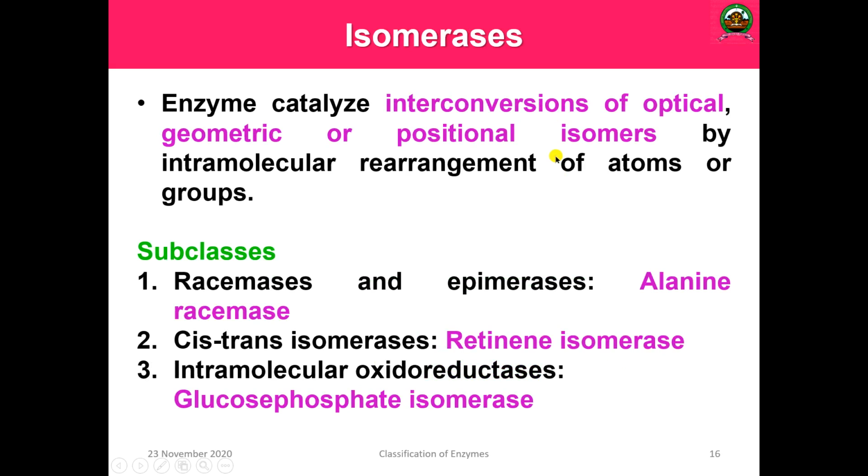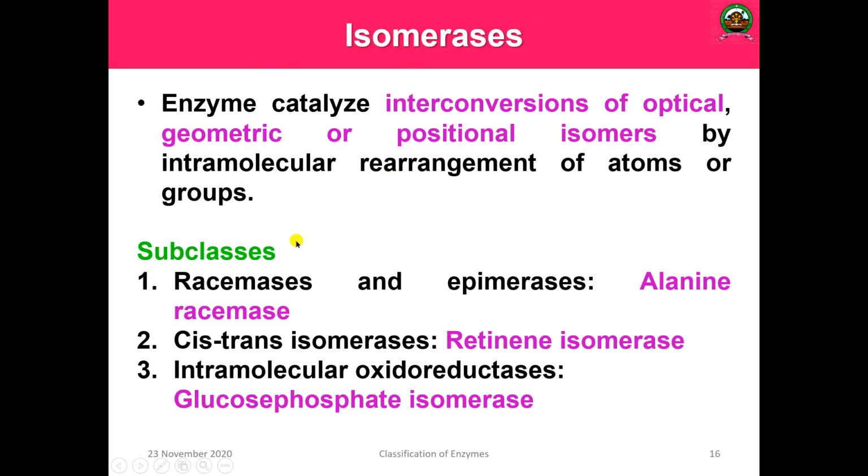Next one is isomerases. As the name indicates, this enzyme catalyzes the interconversion of optical, geometrical or positional isomers of various compounds, or the intramolecular rearrangement of atoms or groups in this isomeric form. You know that proteins, amino acids and carbohydrates exist with optical activity, both a D variety or an L variety. So the interconversion of optical, geometrical or positional isomerism by this enzyme is known as isomerases.